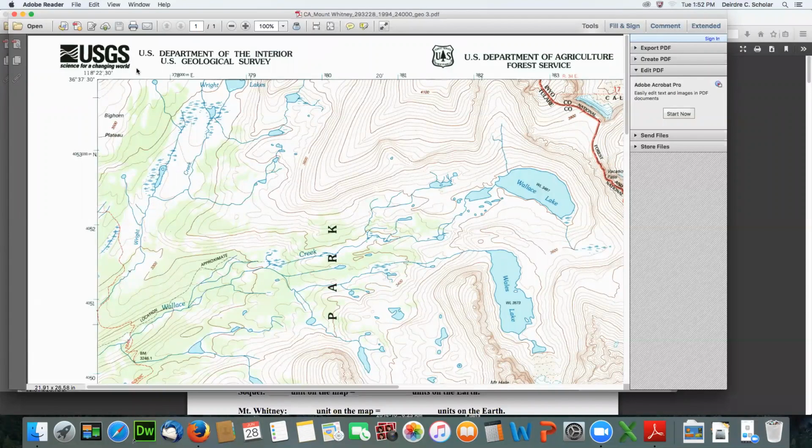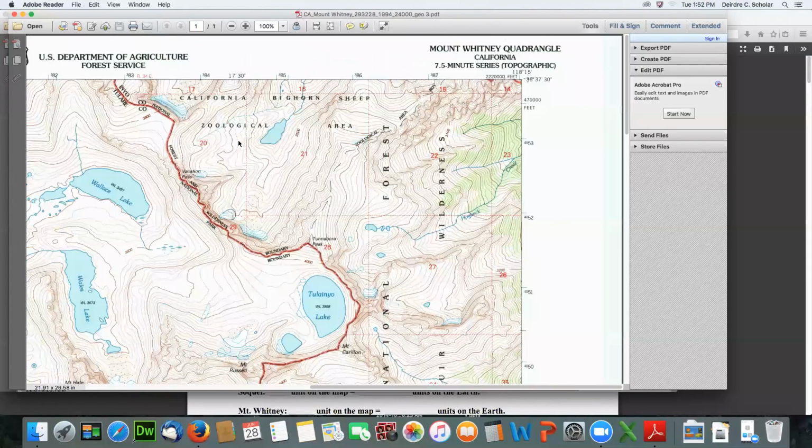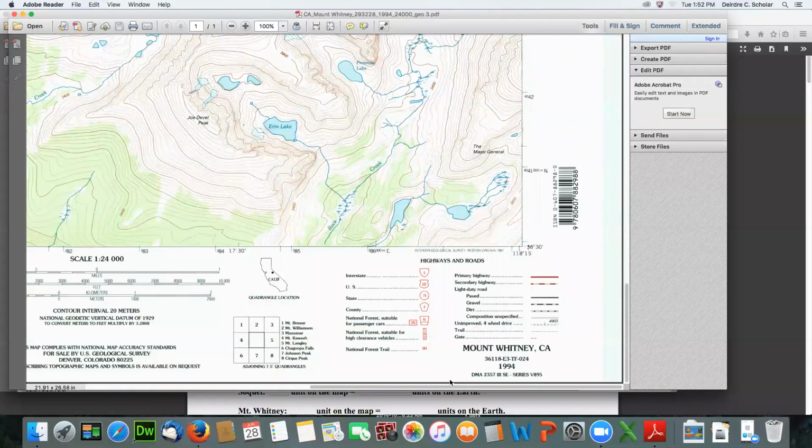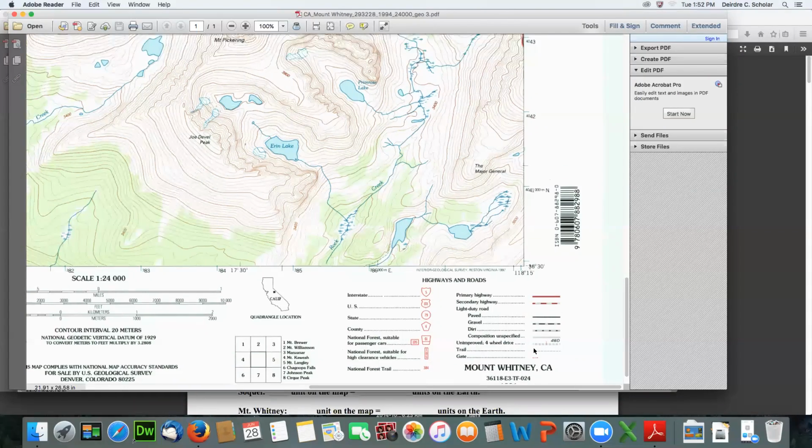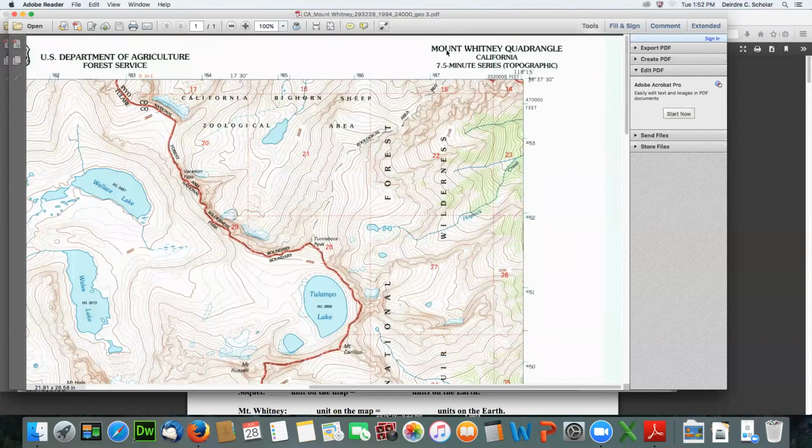Okay, so let's actually start with the first question, which is, what are the titles of the two maps? So the Mount Whitney map, both maps will have the title located in the upper right-hand corner as well as the lower right-hand corner. So Mount Whitney, California is the title of the map. Sometimes it's also called the Mount Whitney quadrangle. So either of those would suffice as the title of the map.